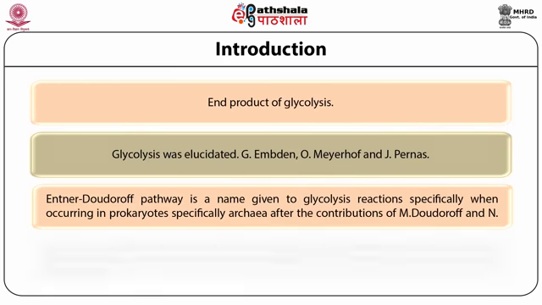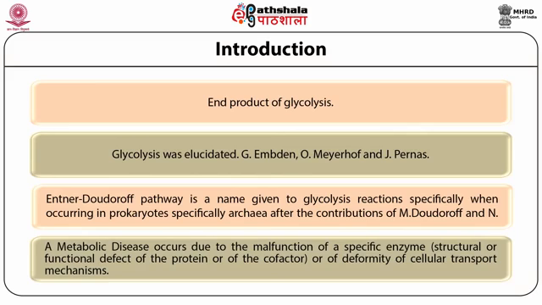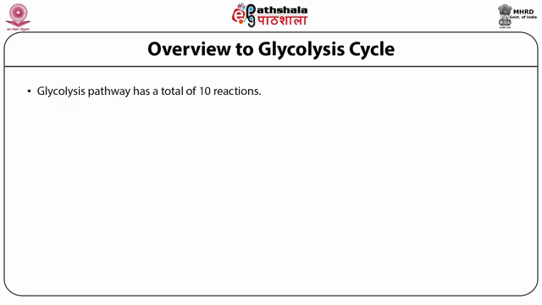A metabolic disease occurs due to malfunction of a specific enzyme or of a deformity of a cellular transport mechanism. The glycolysis pathway has a total of 10 reactions, at the end of which 2 moles of pyruvate are formed from a single glucose molecule. There are many enzymes involved in this process. Certain reactions are reversible, while certain reactions are irreversible.